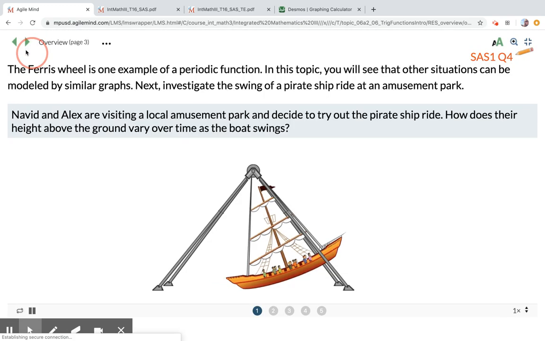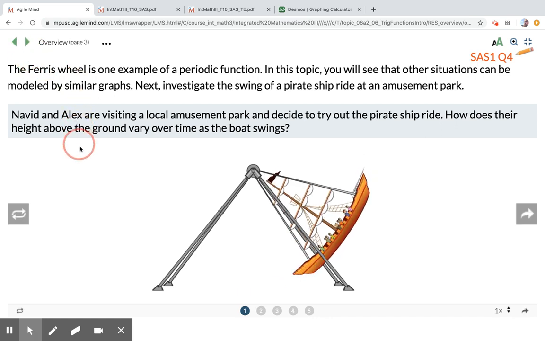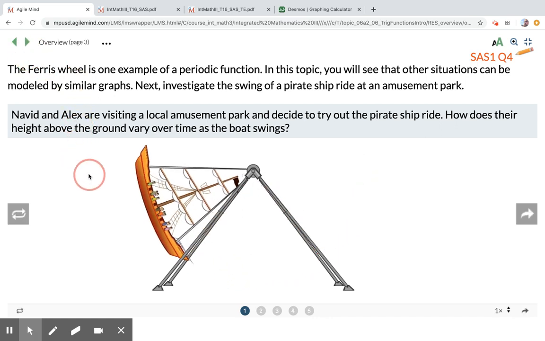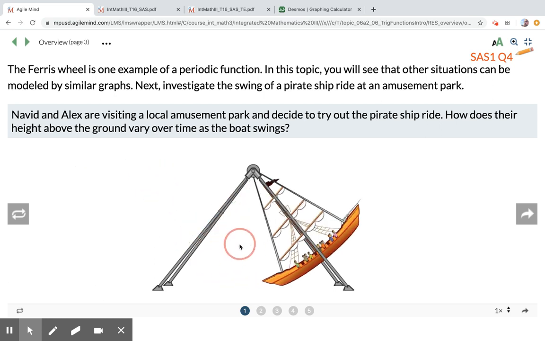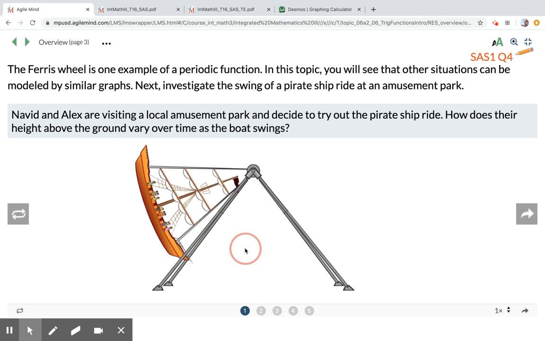Let's consider a slightly different problem. Don't worry, we'll come back to the Ferris wheel. You ever been to Santa Cruz? You ever gone on the pirate ship ride? I remember as a kid once going to Santa Cruz, getting on that pirate ship, and there was no line.